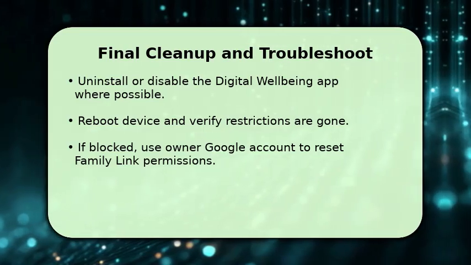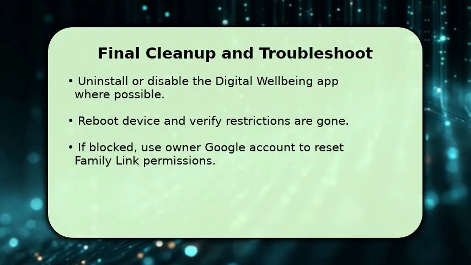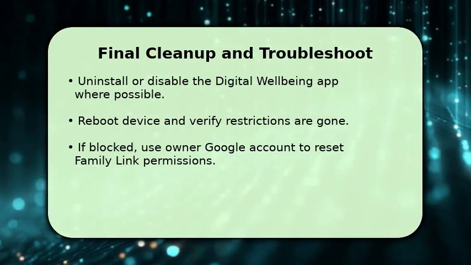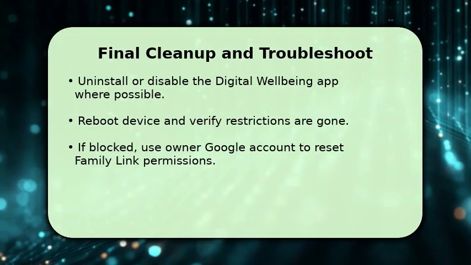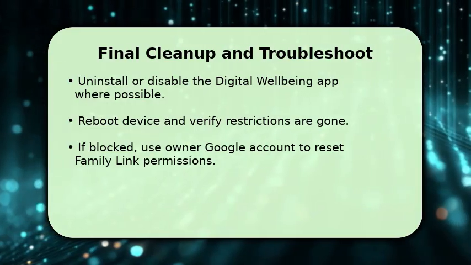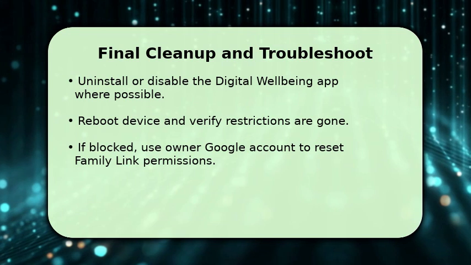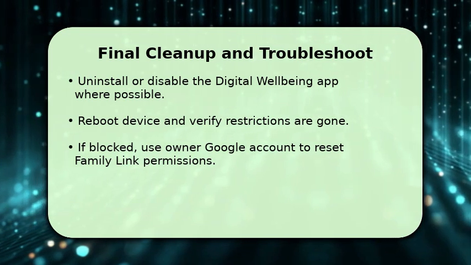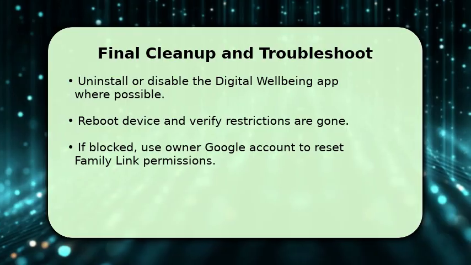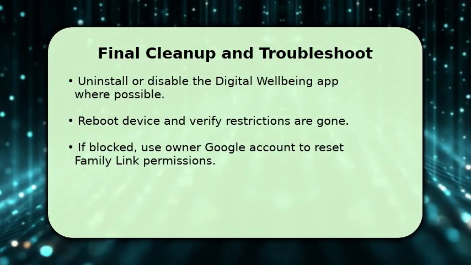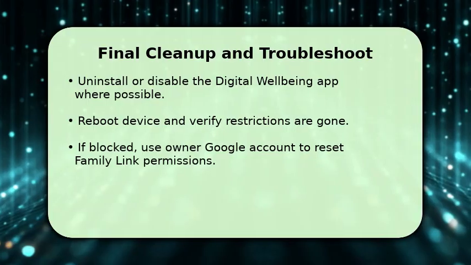Reboot the phone and test by opening previously restricted apps to confirm removal. If controls persist, sign into the device owner's Google account on a computer, open Family Link, and remove the child account or reset permissions. This step resolves remotely applied blocks. Tip: if you can't change admin rights, boot into safe mode to remove third-party parental apps.